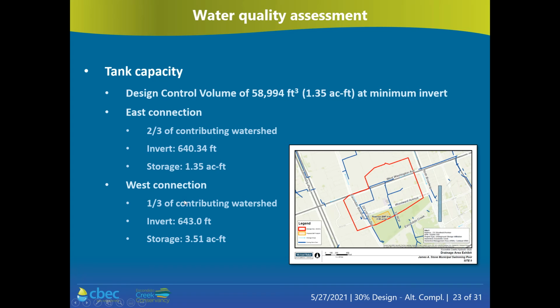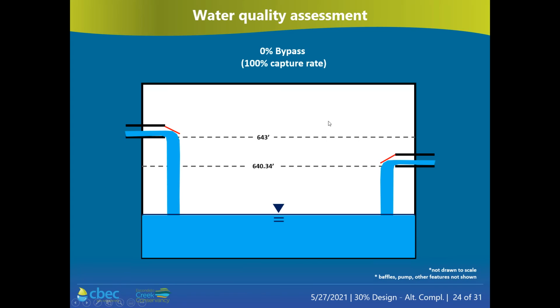But we also have another 1/3 of the watershed that's coming in from the western side that has an invert elevation that's several feet higher. And up until that point in the tank, we actually have more. We have about 3.5 acre feet of storage up to that invert elevation. And so, in that way, we can have a greater amount of storage than what the target design control volume of the tank is from the Michael Baker study.